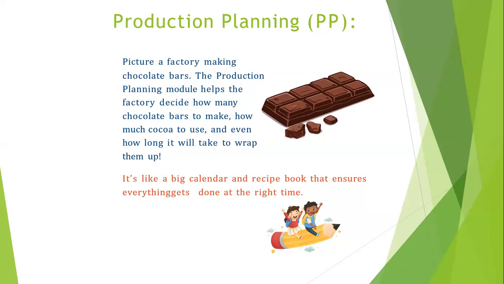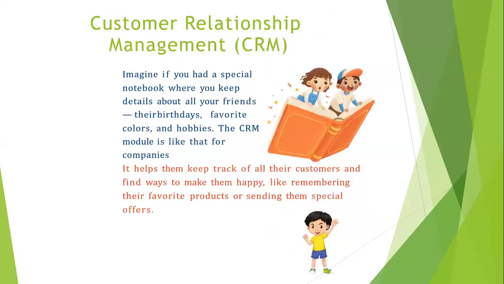It's like a big calendar and recipe book that ensures everything gets done at the right time. So the production planning module makes the records of all the activities so that the final product will be produced at the correct time, so that we can deliver it to the customer at the desired date.